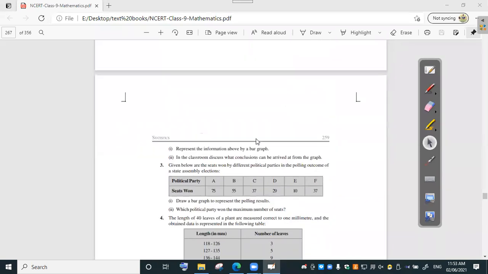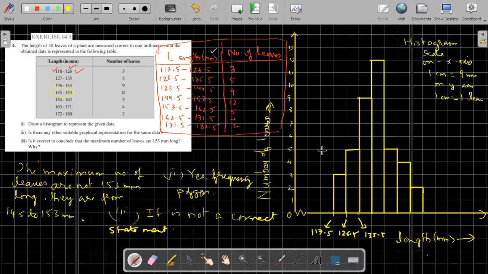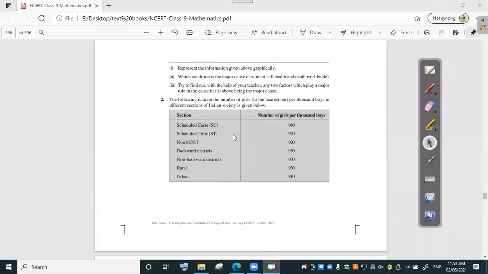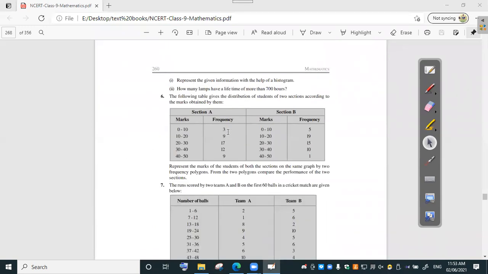So in drawing the frequency polygon, I can tell you how to draw it. Then this exercise will be finished. Whenever you are asked to draw the frequency polygon, you can see that in the question. Question number 6: same graph by frequency polygon. So on the same graph paper we have to draw two frequency polygons.